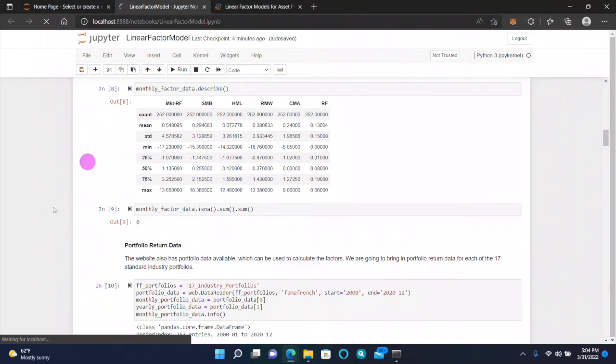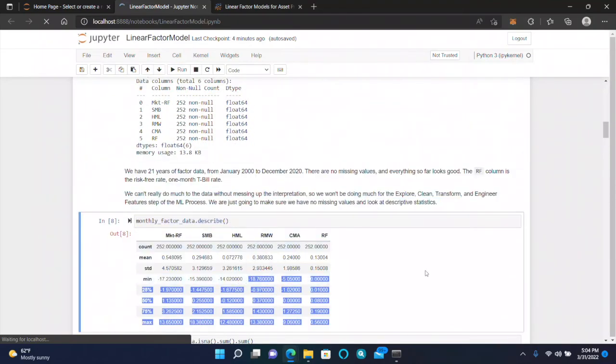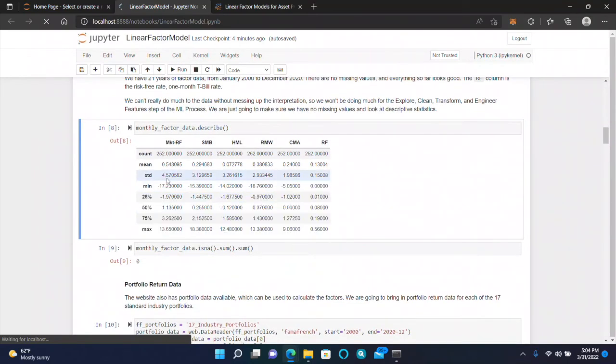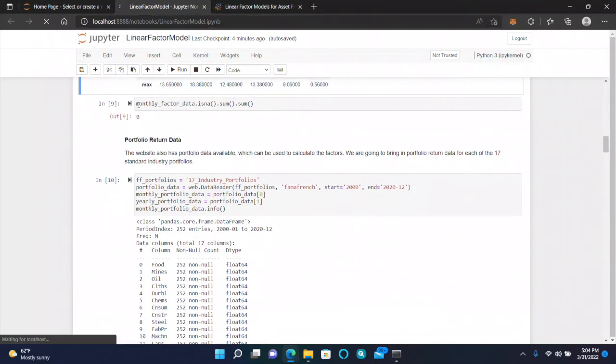And when we describe them, this is just to kind of see what it looks like a little bit. You can see the means are pretty small, and everything from there. Right here I'm just checking to make sure there's no missing values.